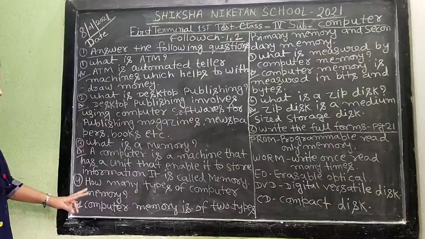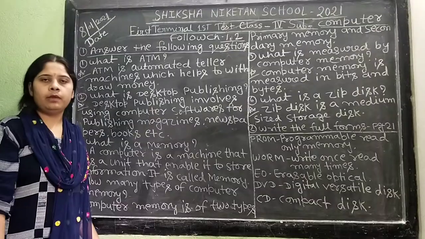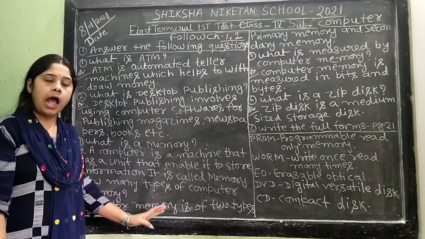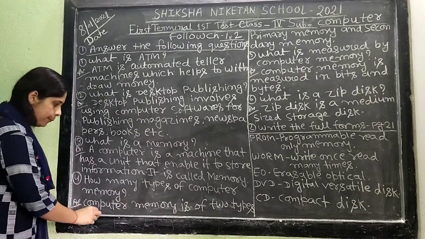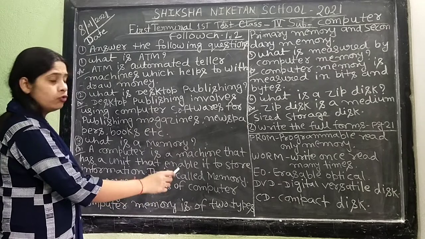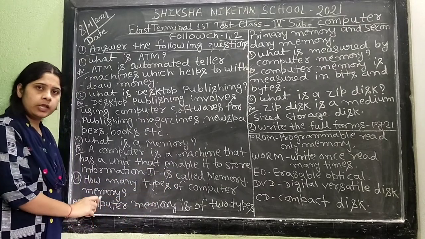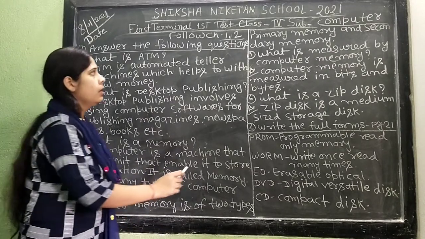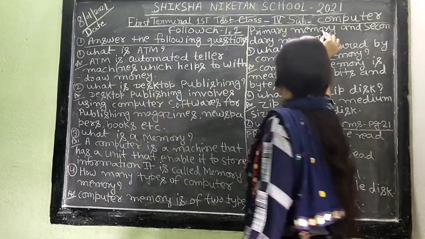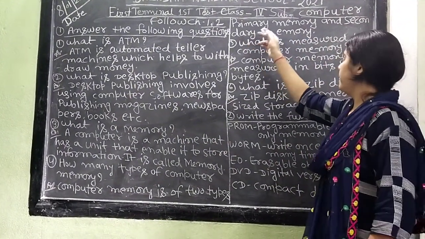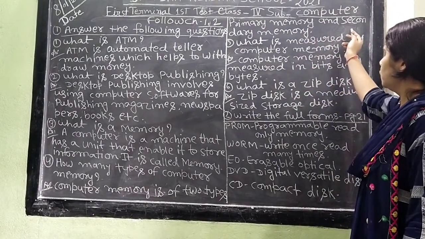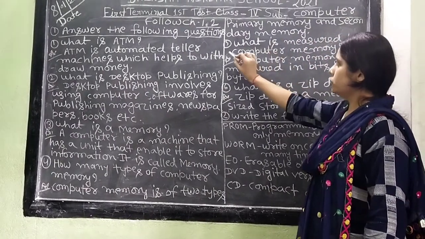Question number 4. How many types of computer memory? Answer: computer memory is of two types. Number 1, primary memory, and number 2, secondary memory.